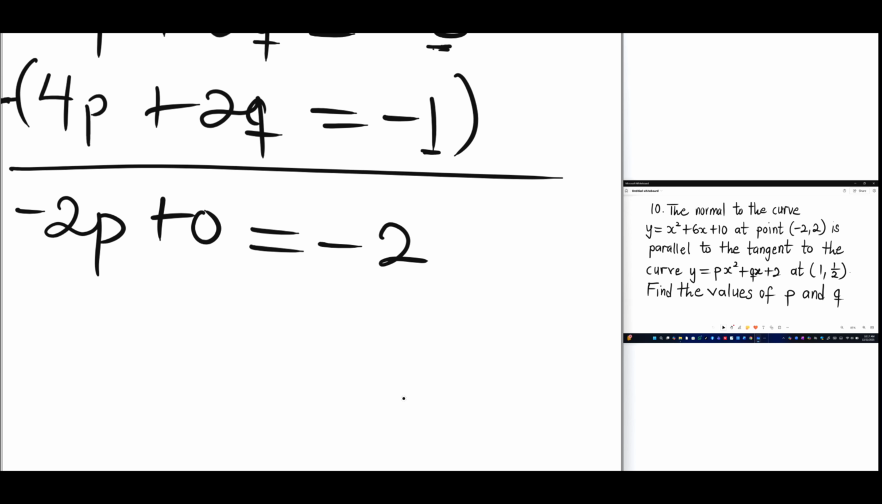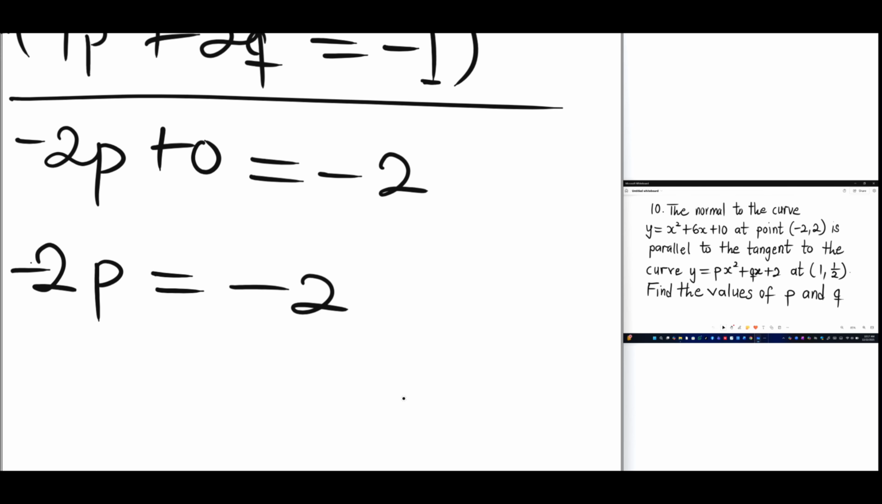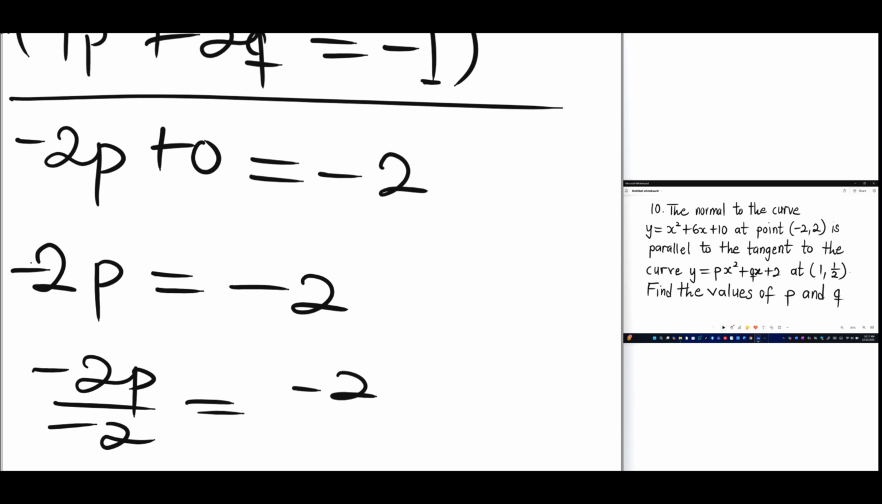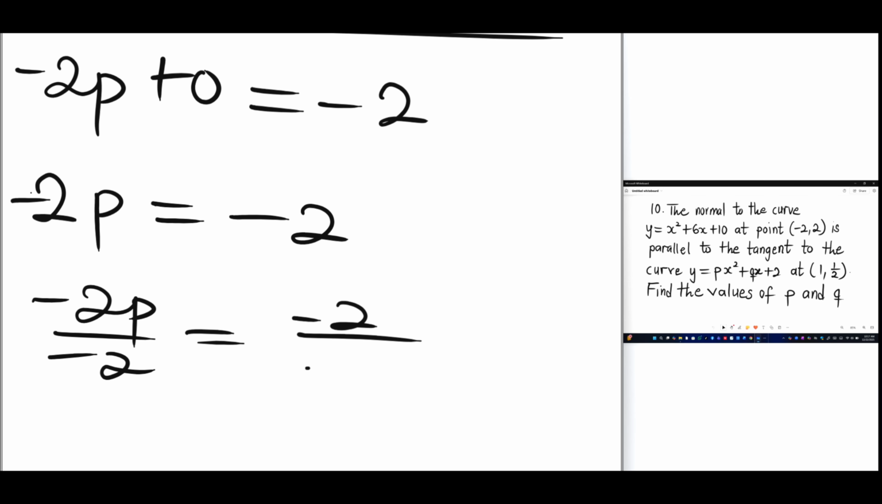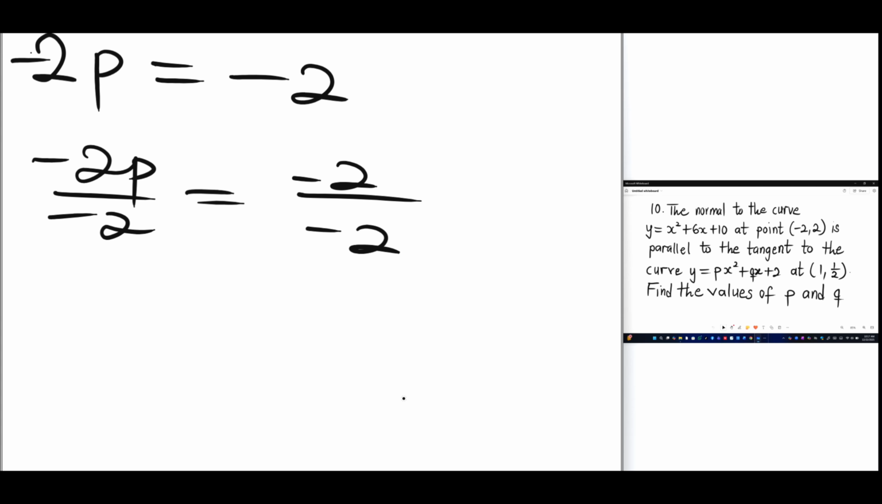And we are going to get our new equation to be negative 2p equal to negative 2. So we need to make p the subject. We divide through by the coefficient of p, which is negative 2. So negative 2 will divide both sides, and that will give us a result of, so negative 2 cancels this negative 2.